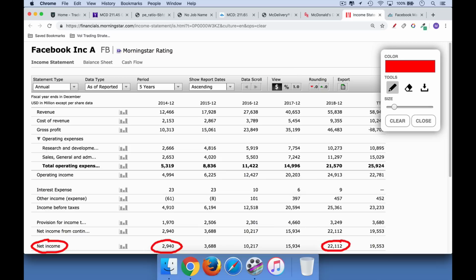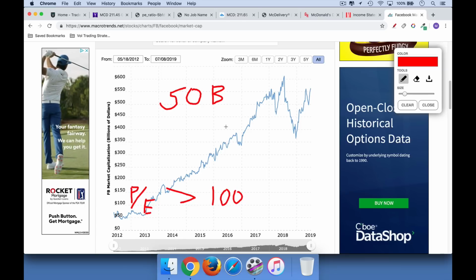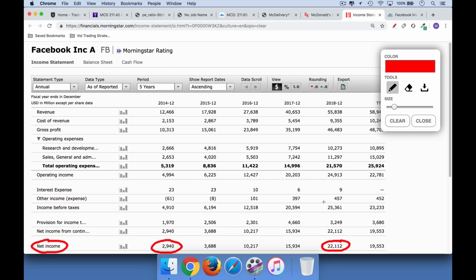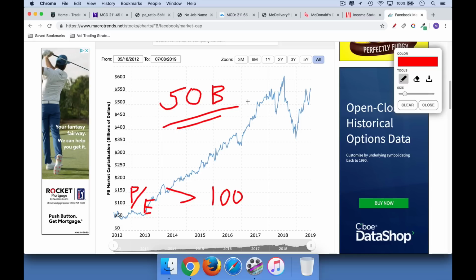So what does this mean if we bought Facebook stock when it was trading at a market cap of 50 billion? Well, if it was trading at a market cap of 50 billion and we expected earnings to grow this much, if we expected earnings to grow to 22 billion, what we were basically buying Facebook at was a PE of 2 or 3. So we can take the market cap, 50 billion, divided by, call it 22 billion, 22 billion in net income in 2018. We were buying it at a forward PE of slightly more than 2.